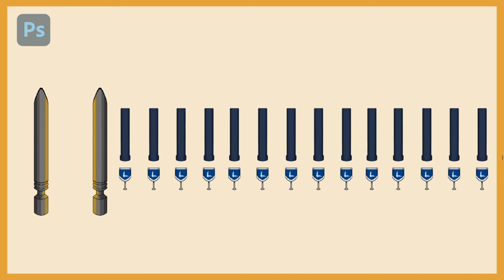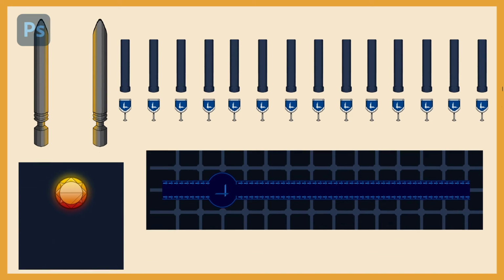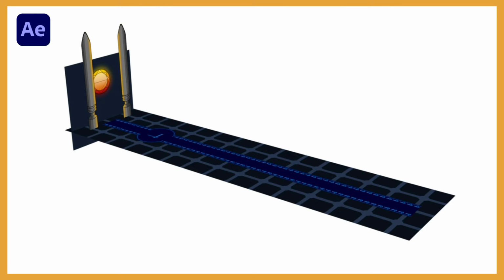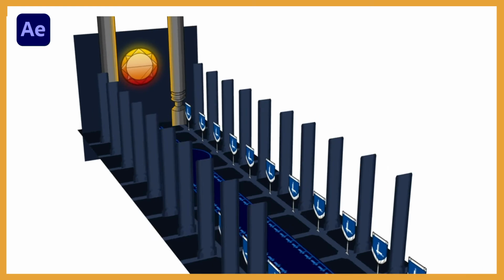I then assembled the rest of my assets, which consisted of a set of pillars, a set of banners, a floor, and a wall. I then moved into After Effects, where I started by assembling the room and adding my characters.